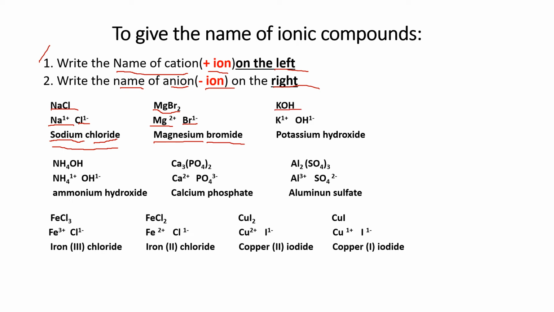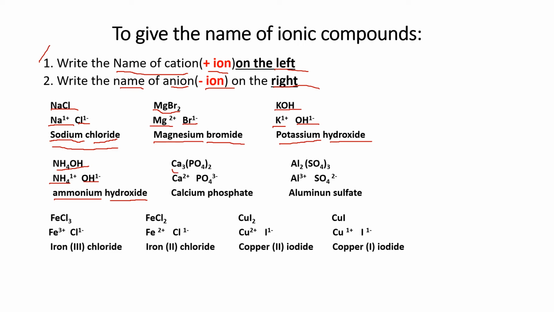KOH, the cation is K1 positive, and the anion is a polyatomic ion, OH. So the name of the cation is potassium, and the name of OH 1 negative is hydroxide. Next is NH4OH. The cation is NH4 1 positive. The anion is OH1 negative. The name of the cation is ammonium. The name of the anion is hydroxide.